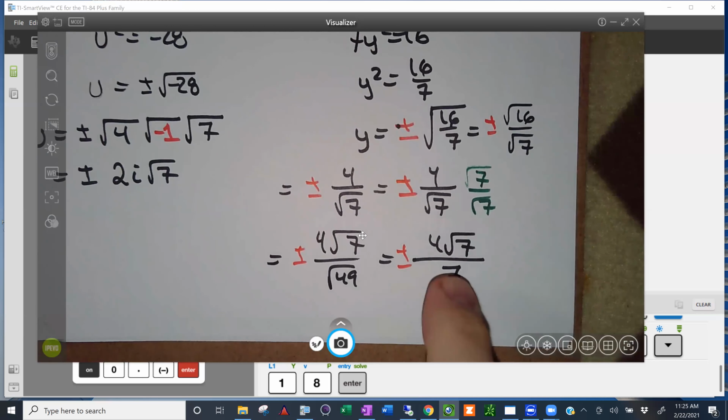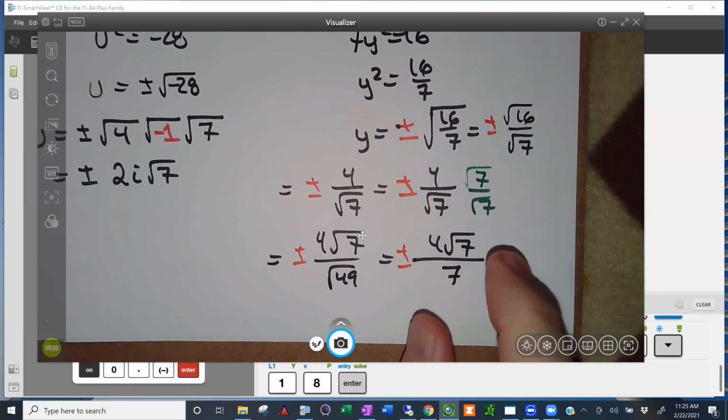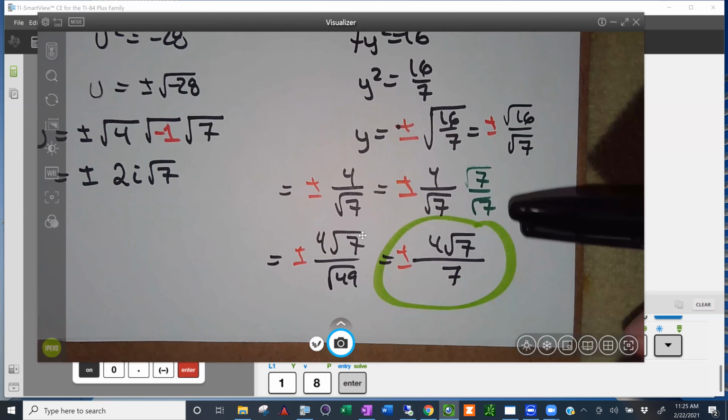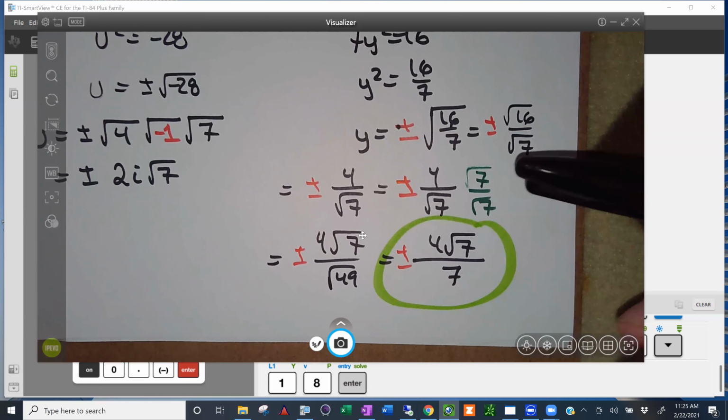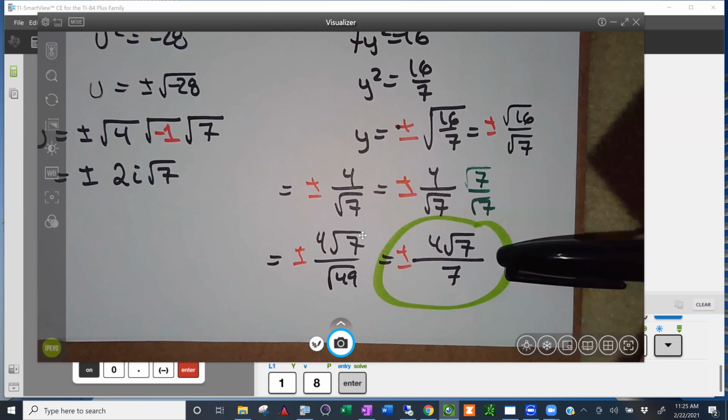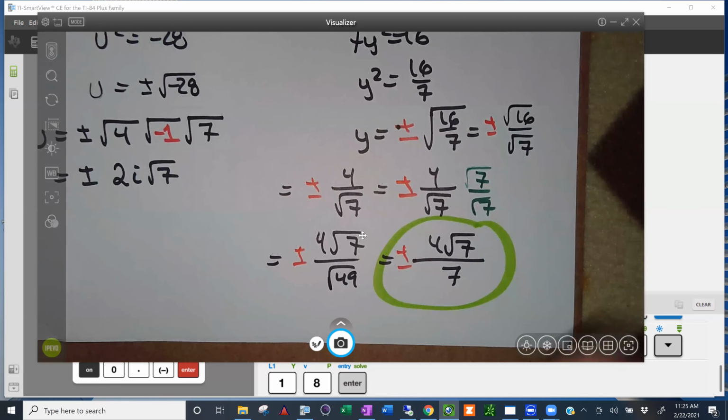And so that's going to be the answer that WebAssign is going to be looking for, is that one right there. Now, in a face-to-face class, if you left your answer here, you'd probably lose a couple points. You're not going to lose everything. And in WebAssign, if you don't give them that, you're going to lose everything. So try and be careful with those.